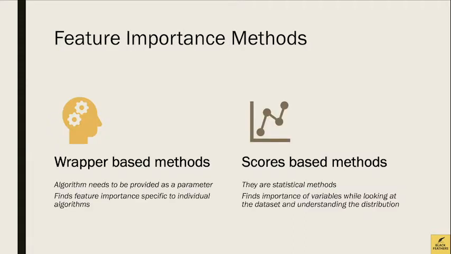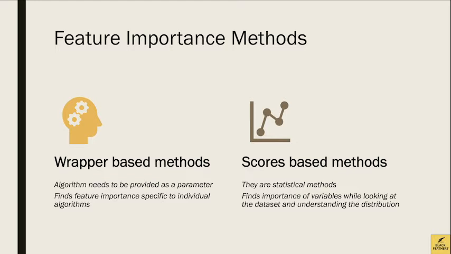Now, coming to the methods of feature importance, we generally club them into two domains, score based methods and wrapper based methods. There is something which comes in between, which is algorithm based methods as well, which we will be looking at. Score based methods are when we apply some kind of statistical approach to find out whether the variables are important or not. So we just try to understand the data set and the relationship of the variable with the target variable. And based on that, we try to find out what features are important and what features are not important.